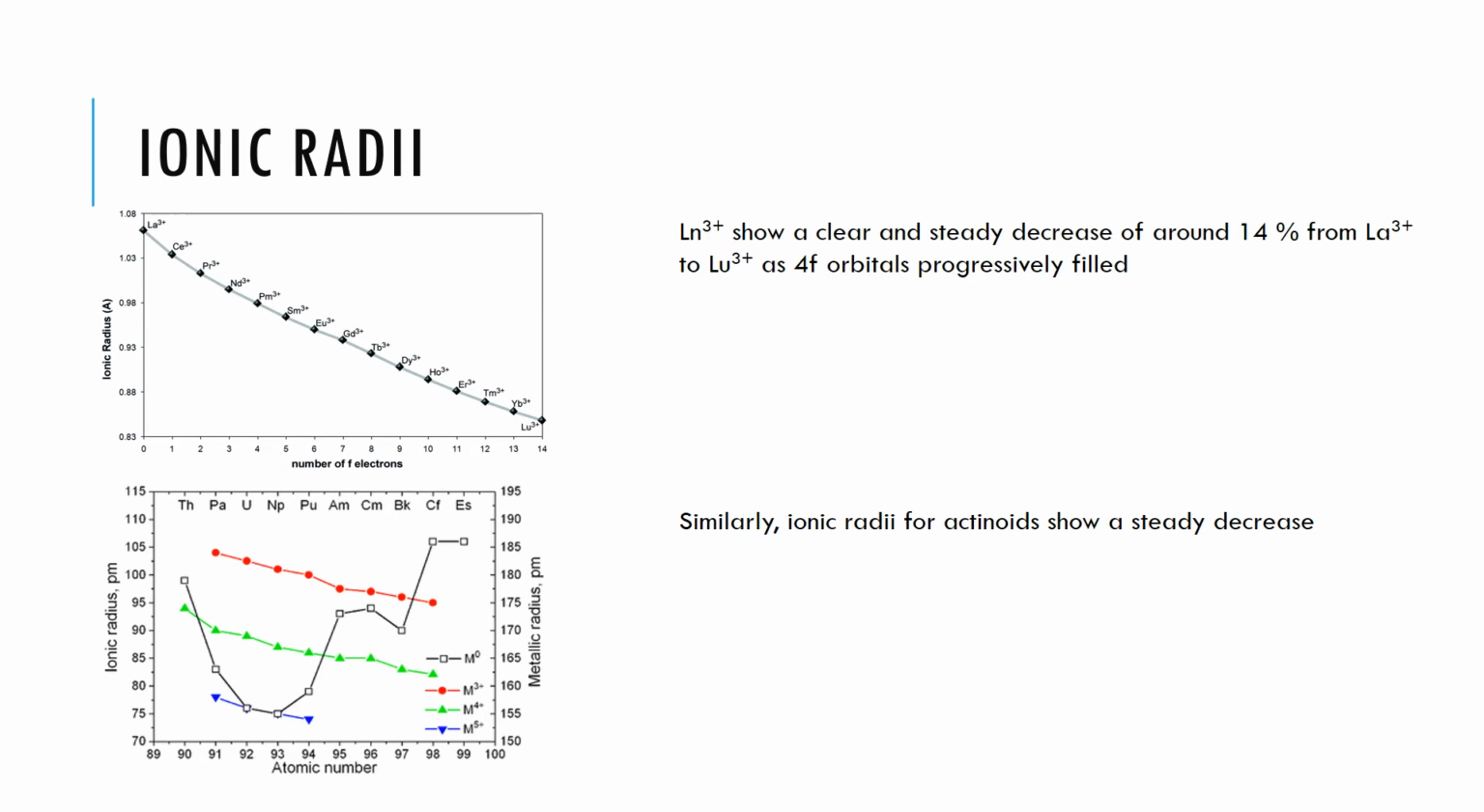And exactly the same is true for the ionic radii of the actinoids. If you look at the red, green and blue lines on that graph, you'll see they correspond to the ionic radii for a 3+, 4+ and 5+ ion. Again, the decrease in the radius of ions here is very steady.